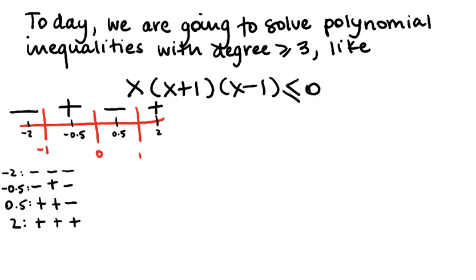And then we're interested in where this thing is less than or equal to 0. It's equal to 0 here. And it's less than 0 wherever I'm seeing a negative sign. So it's there and here. So the solution is x is less than or equal to negative 1, or maybe x is between 0 and 1.